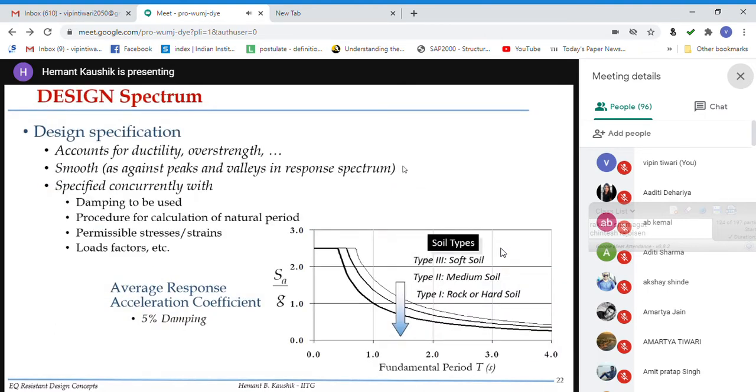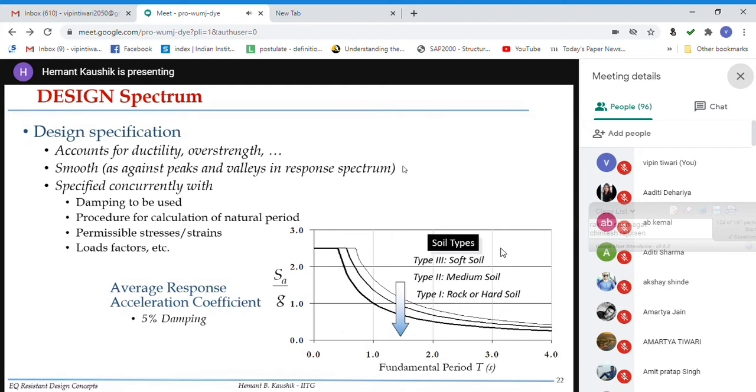So design spectrum is different than the response spectrum. So here is the design spectrum given in the code. So it's a design specification, right? If you compare these two curves, you will realize that the previous curve was not as regular, not as gradual as this, because this is an average curve. This is developed based on thousands of ground motions.